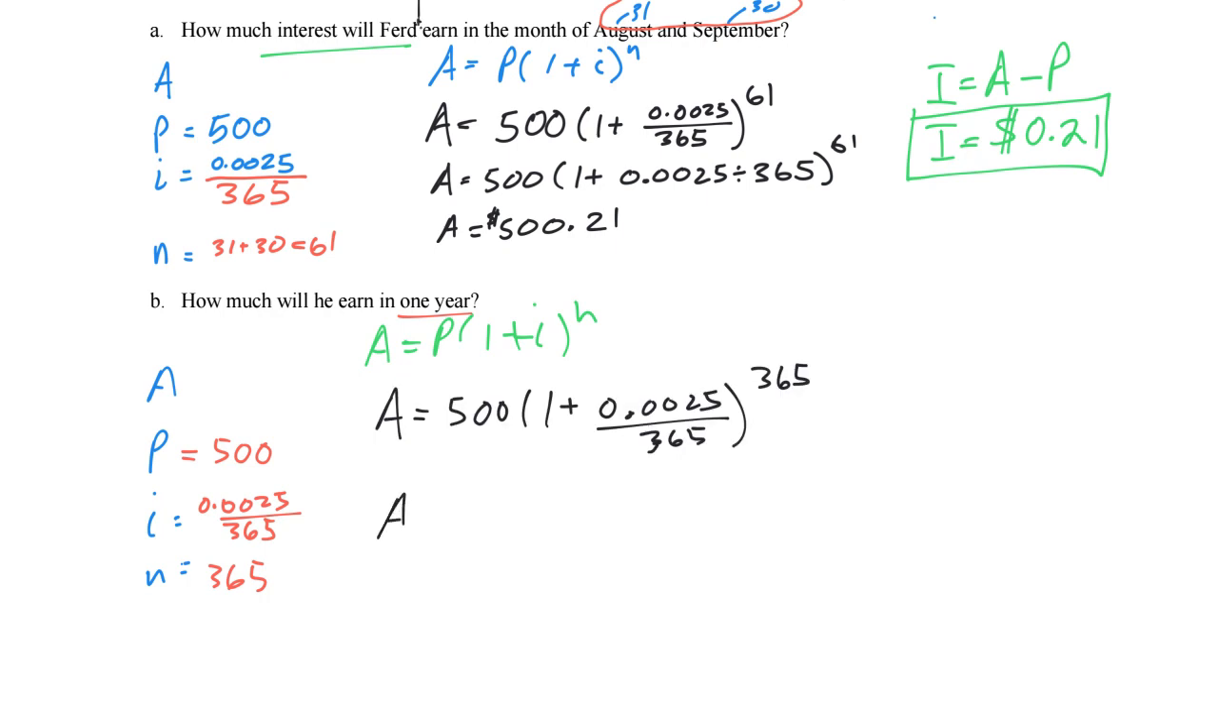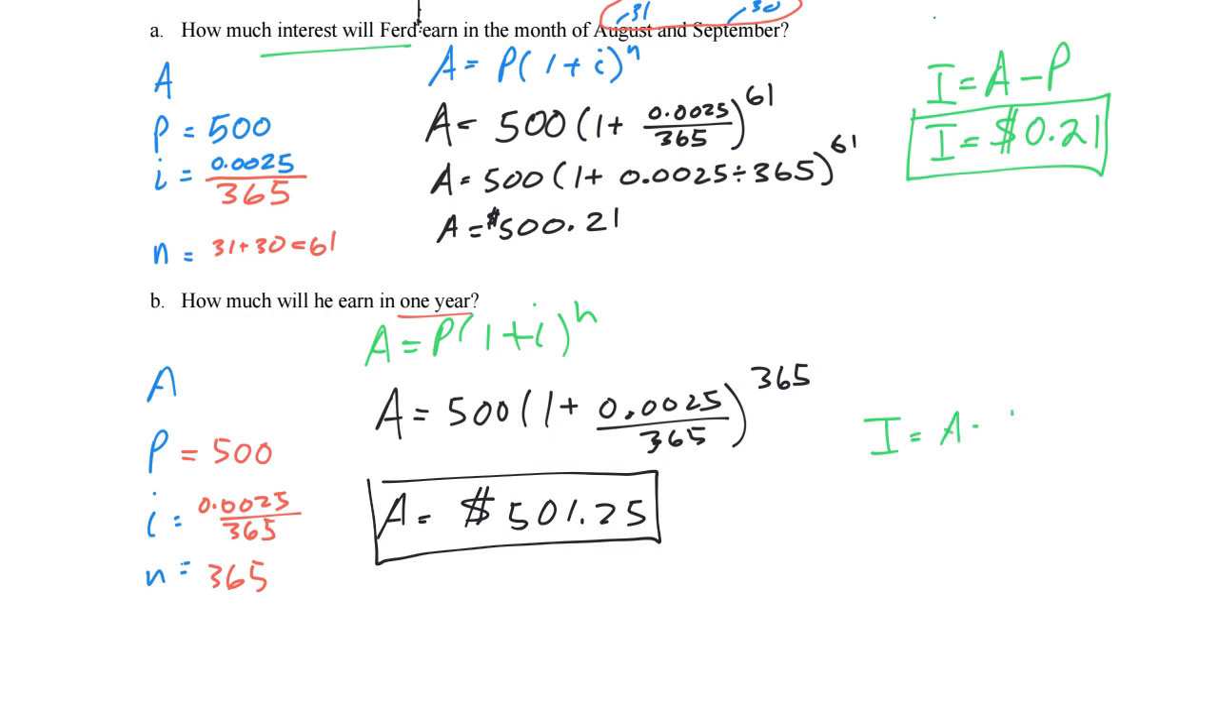And your final answer, once you substitute into your calculator, you're going to get $501.25 over 1 year. Now, if I asked you what the interest earned was, you'd go I is equal to A minus P, which is just 501.25 minus 500, which is going to be a total of $1.25 as our interest. And we're done.